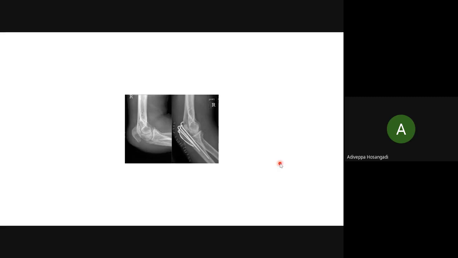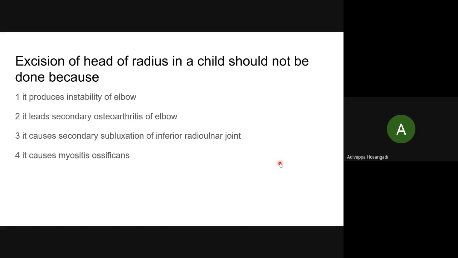So, excision of the radial head in a child should not be done. Why? It produces instability of the elbow, secondary osteoarthritis of the elbow, secondary subluxation of the inferior radioulnar joint, or causes myositis.